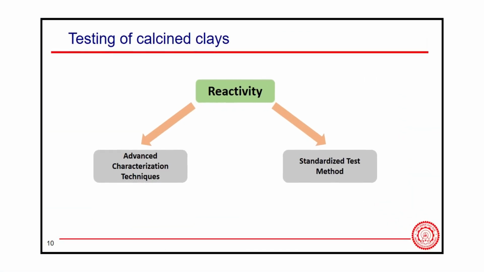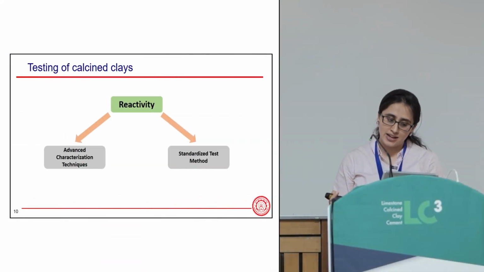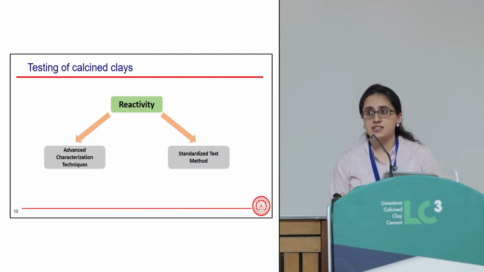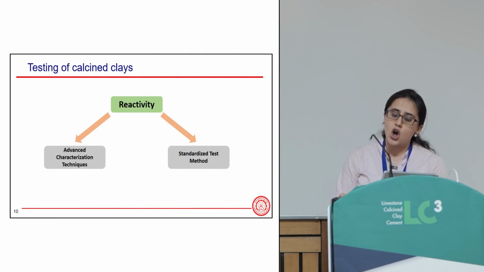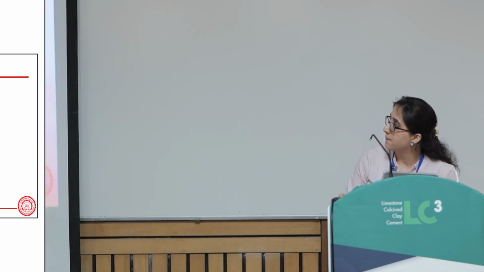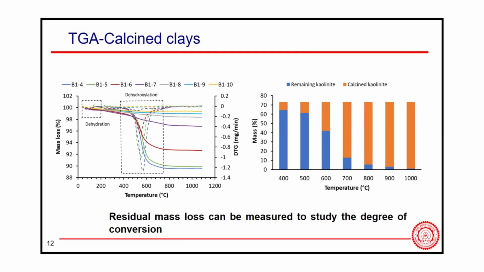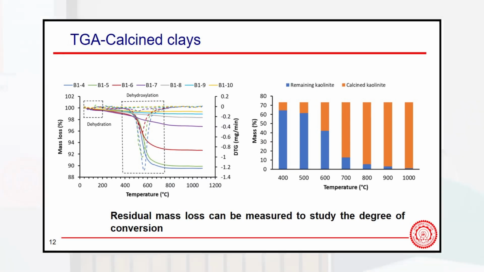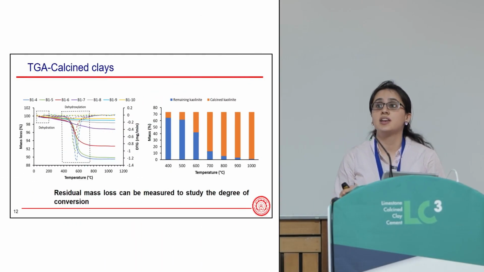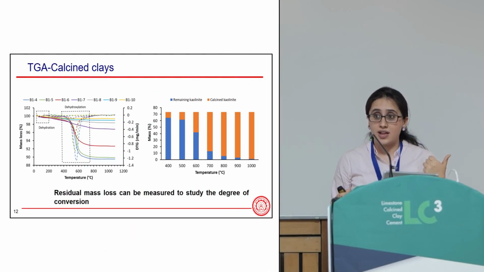There are basically two approaches that we can follow to assess the pozzolanic potential of the calcined clays. First is using advanced characterization techniques like TGA, DSC, and XRD, or using a standardized test method. First is the thermogravimetric analysis. The efficiency of the calcination process we can easily check by thermogravimetric analysis.